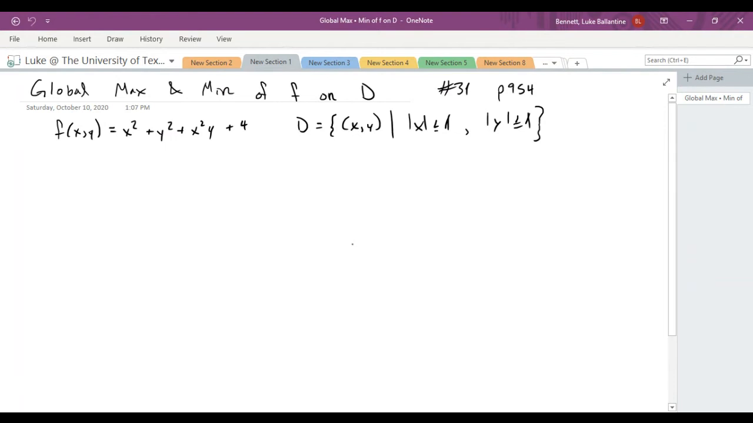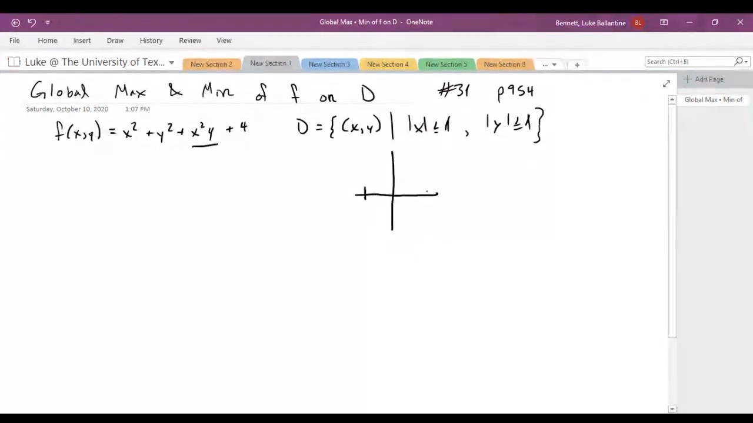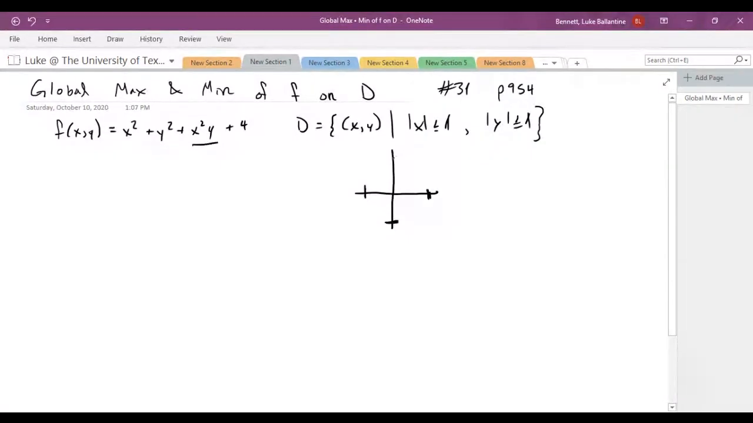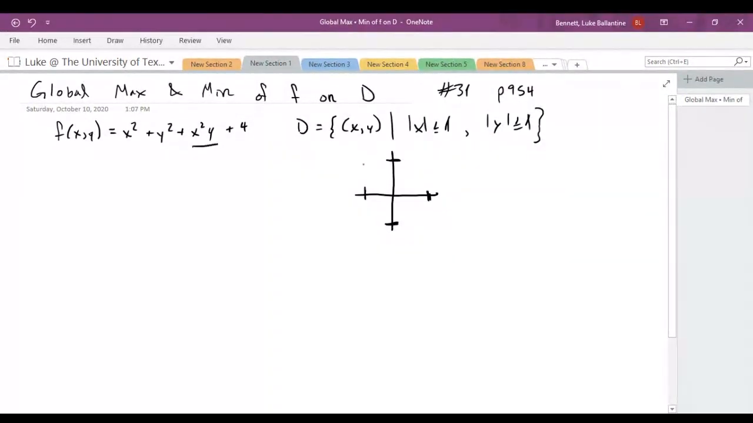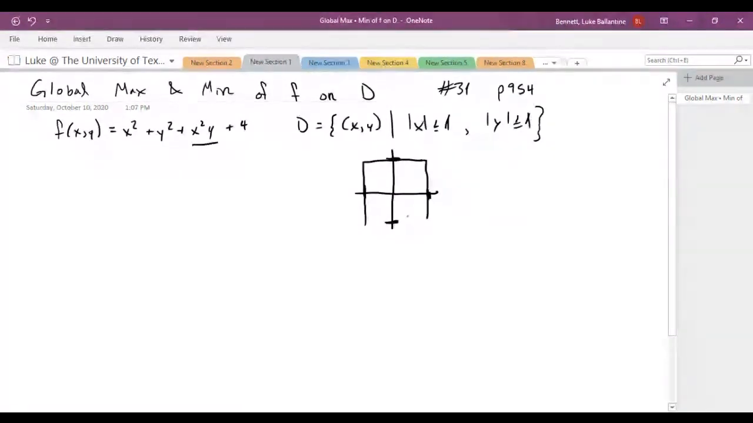Global max and min of f on D. Okay, so we have a function of 2 variables. This would be, if I'm not mistaken, well, the x squared y might throw it off a little bit, but it's like a paraboloid almost. So let's look at D in the xy plane. The absolute value of x is less than or equal to 1, so x lies in between -1 and +1. Same thing with y. This is D, everything on the border of this and in the interior.